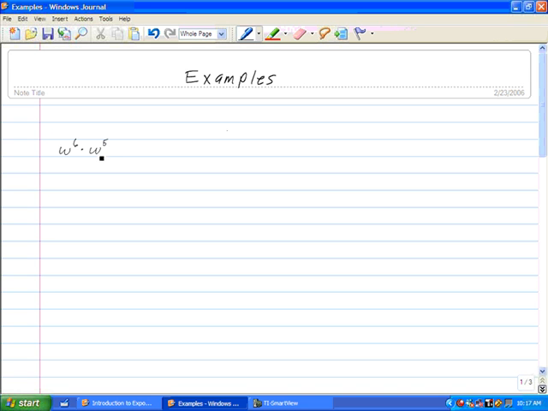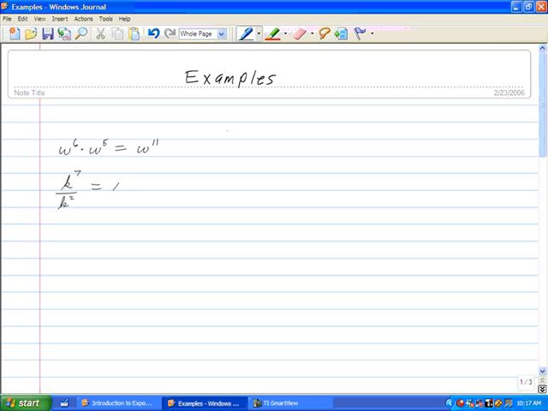Two bases, matching bases, different powers. What's it going to be? Add them, subtract them, multiply them, divide them. What is it? Well, it's w to the 11th. The answer was add the powers. Okay, let's take a k to the 7th over a k to the 2nd.